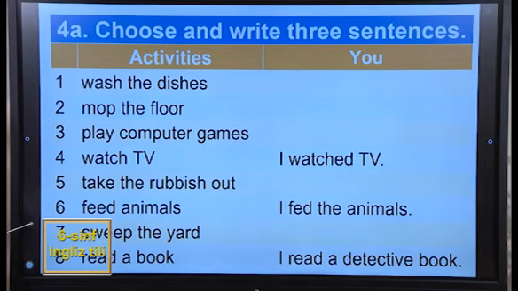And what did you do yesterday, dear pupils? Write them in 3 sentences.